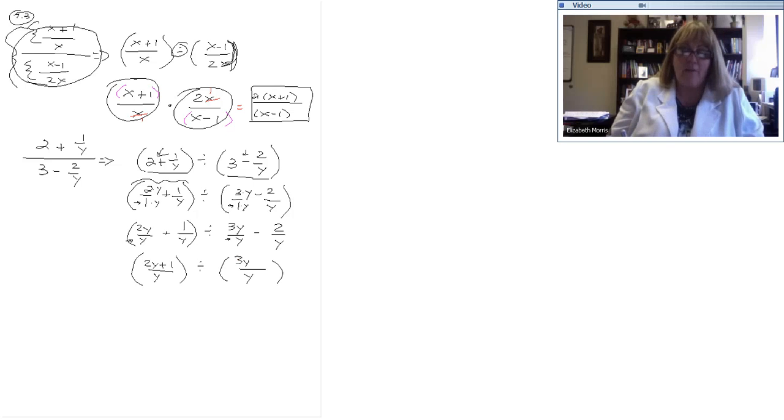Now I have a fraction divided by fraction, which means it's going to be a fraction times the flipped version. Remember, you flip and multiply. All right, well, I have something that's being added or subtracted, so the only way I can reduce it is if I have something the same, and I cannot do anything with it. There's nothing I can take out or anything like that. So my only thing to reduce is this. I'm left with 2y plus 1 over 3y minus 2. And there's my answer.